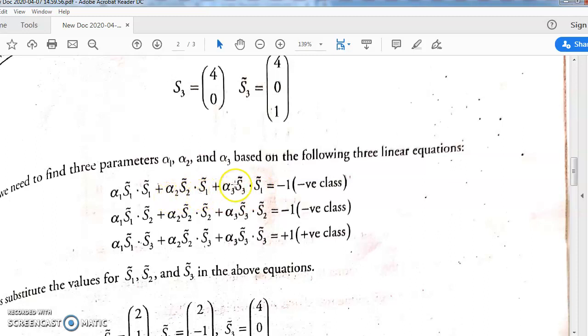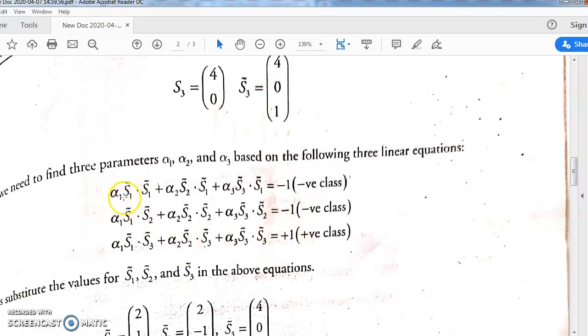As we have 3 support vectors, in the first we will multiply with s1, and as it belongs to the negative class we will equate it with -1. In the second we will multiply that equation with s2, and as s2 belongs to the negative class, we will write here -1. And s3 in the third equation, as it belongs to the positive class, we will equate to +1.